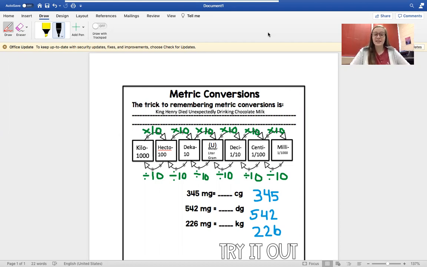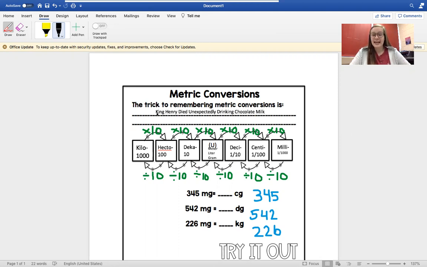So the trick to remembering the metric conversions is this silly little saying, King Henry died unexpectedly drinking chocolate milk. Say that with me. King Henry died unexpectedly drinking chocolate milk. Here's what those stand for. The K in king stands for kilo, H, hecto, D, deca.